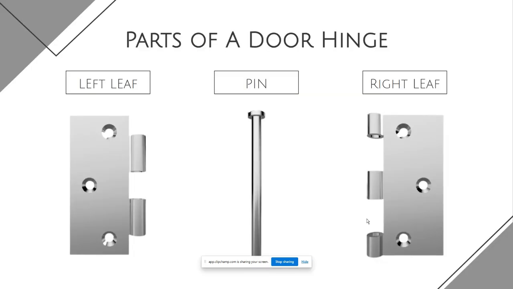So the parts that make up a door hinge are the left leaf, the central pin, and the right leaf, and when they are all assembled, it provides for a smooth rotational movement for opening and closing doors, and it also provides stability and support for the door's weight.